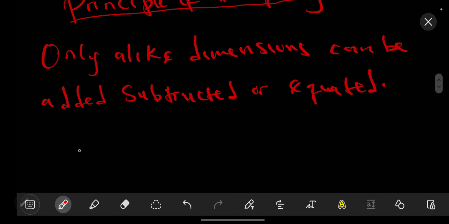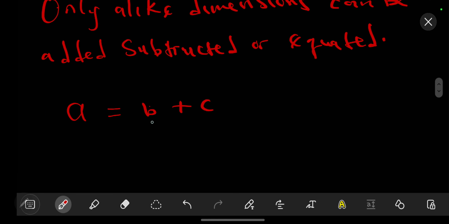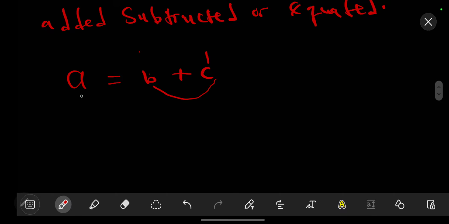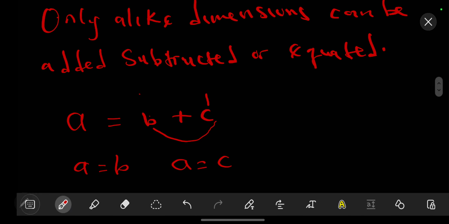Let's say, for example, if we have A should be equal to B plus C. So this means that if you are able to add B plus C, whatever dimensions are on B are the same as the dimensions that are on C. So these are more like the same. That also means the dimensions for A can also be equal to B, as well as the dimensions for A can also be equal to C. That is what we mean by only alike dimensions can be added, subtracted, or equated.